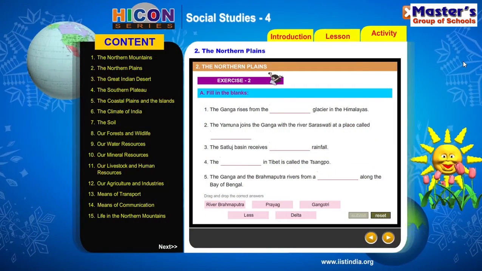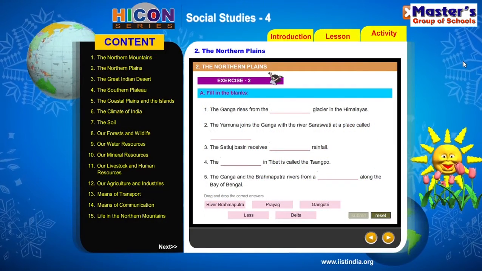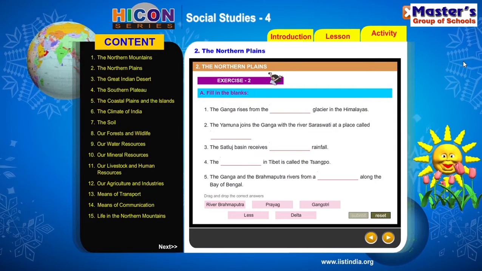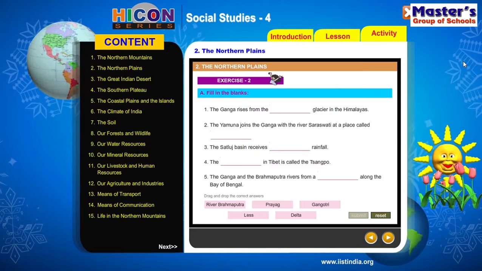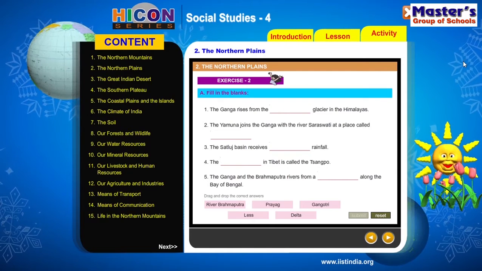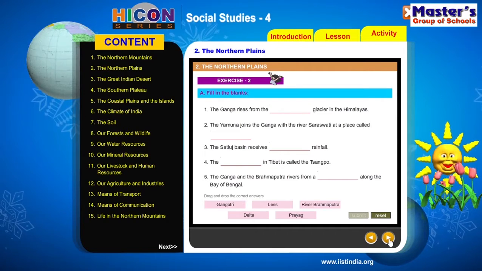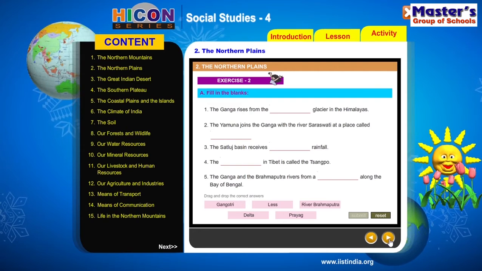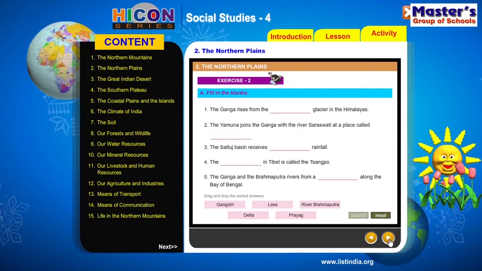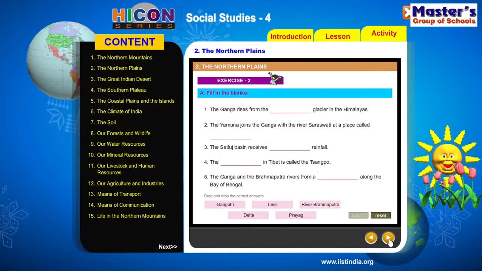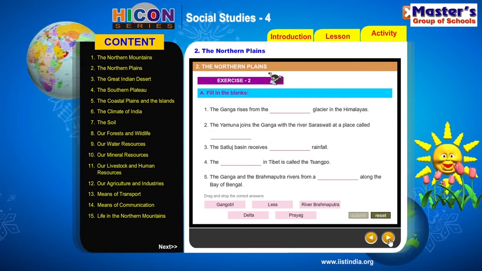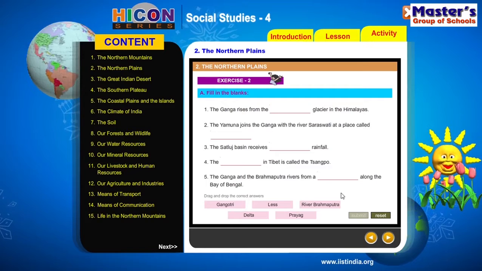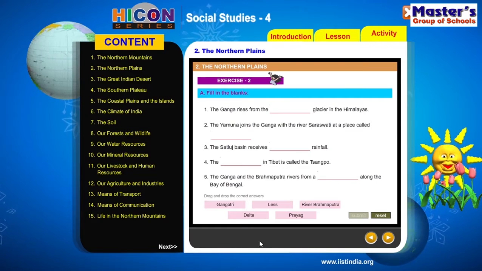So children, we have seen the lesson part of the northern plains in the last class, and now it is time for us to do the activity part of this lesson, right? So the exercise starts with fill in the blanks. There are 5 sentences given there, and every sentence has a blank in it, okay? At the bottom here we have got the options also, right? So here we have the options.